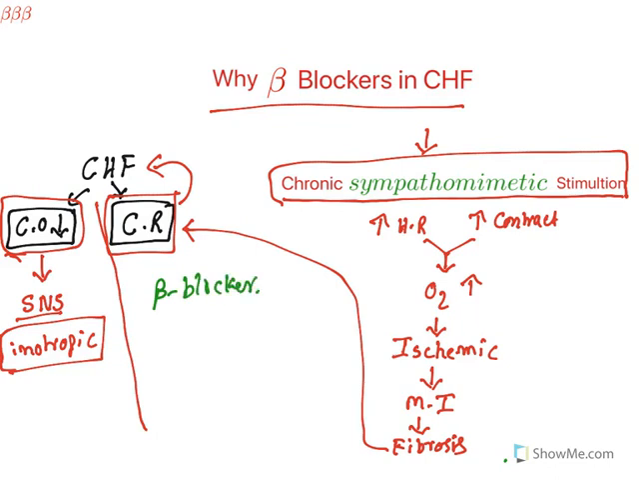Why? Because when beta blockers are used, oxygen consumption reduces, ischemia decreases, myocardial infarction decreases, and finally cardiac remodeling also decreases. So this is the situation wherein beta blockers are used.